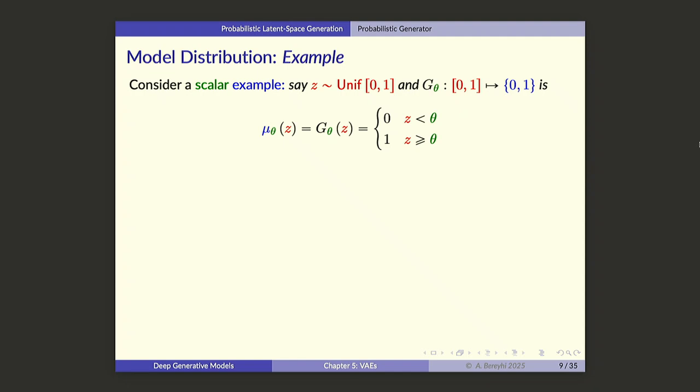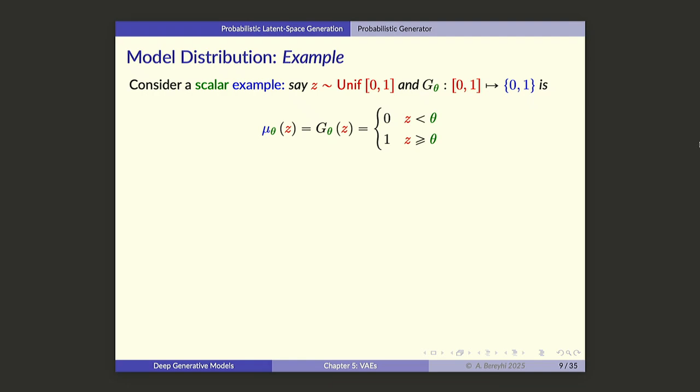This is just one thresholding, right? So it has one parameter theta, which I can tune. It's going to look at that uniform sample, and then it's going to compare it with theta. If it's less than theta, it's going to return 0. If it's more than theta, it's going to return 1, okay? So Z is my latent. This G, or this thresholding, is actually the neural network, which is computing this statistic for me.